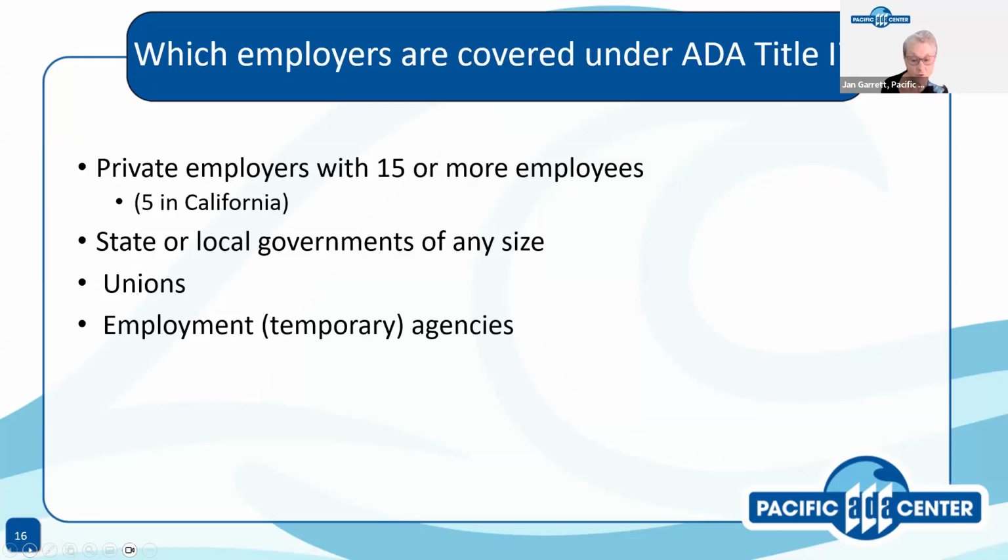So, who is covered by ADA Title I as far as the obligations that Title I puts forward? That is private employers with 15 or more employees. In California, that's private employers with 5 or more employees. And then state or local governments of any size, it does not matter how many employees they have. Also, unions and employment or temporary agencies are covered as employers and have obligations under ADA Title I.